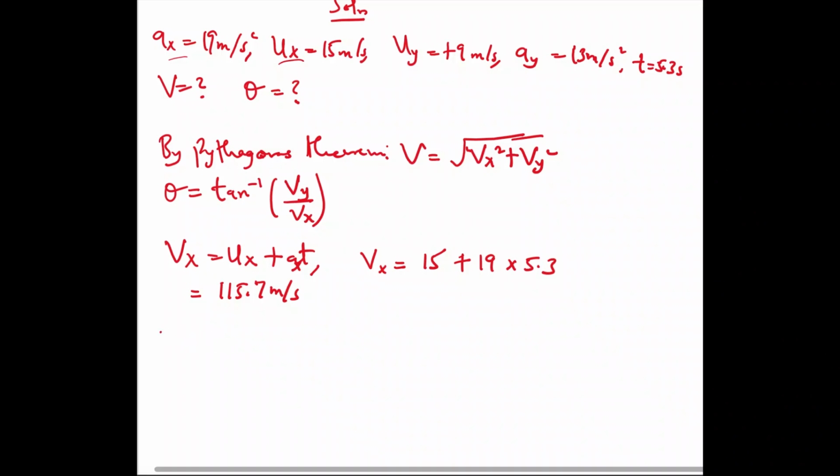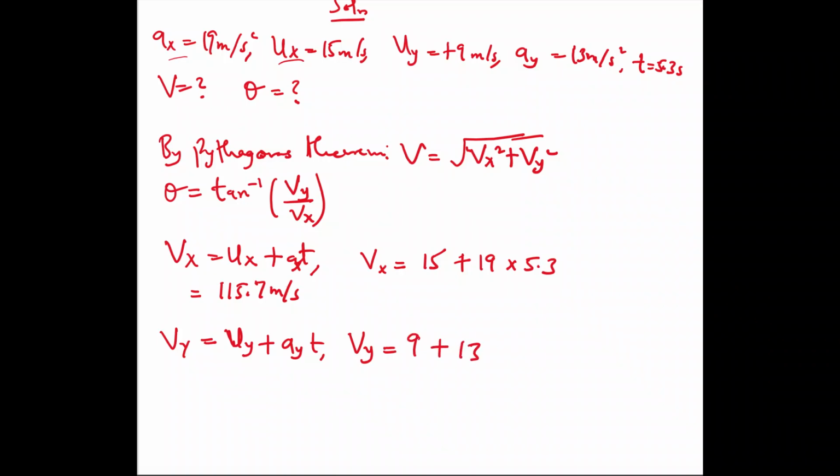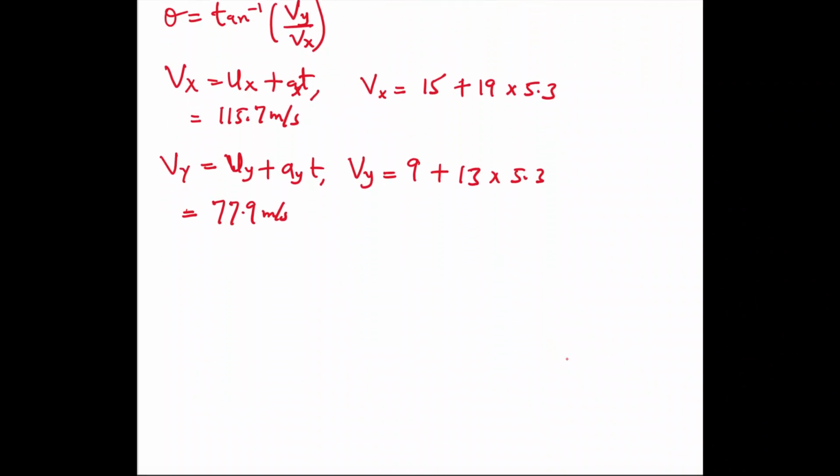So now let's find the y component. So vy will be equals to uy plus ayt, okay. So vy will be equals to 9 plus 13 times 5.3. If we add and multiply together, we should get 77.9 meters per second, okay.